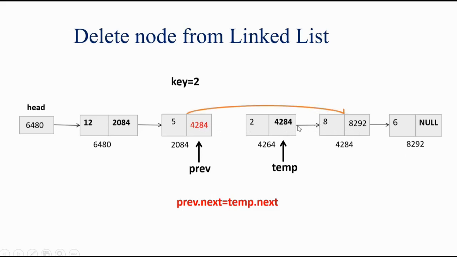Now the next thing is you need to remove this link. For that give temp.next equal to none. So this will remove this link and the next pointer of this node will be updated with null. So we have formed the link between these two nodes and removed this node from the linked list.